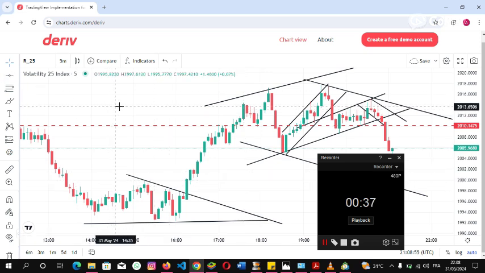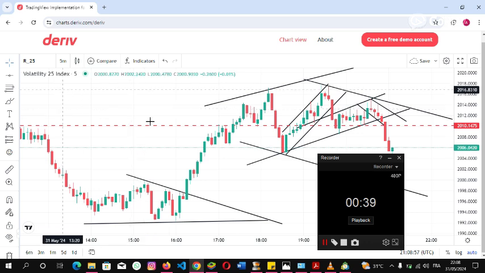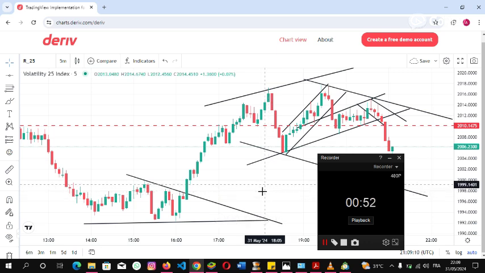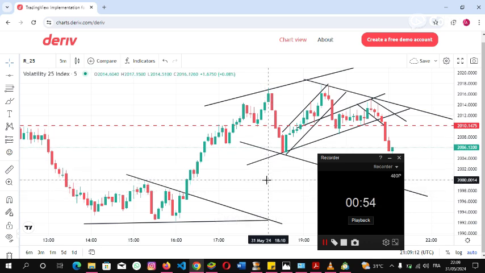Okay, I'm back again with my favorite instrument, volatility 25 on Deriv, on my favorite time frame, the 5-minute time frame. This is a scalping strategy, guys. I scalp. I only scalp. I'm not a day trader. I'm not a swing trader. I do swing trading rarely. I do day trading sometimes, but most often I am scalping.